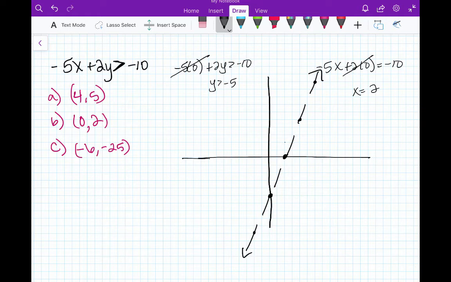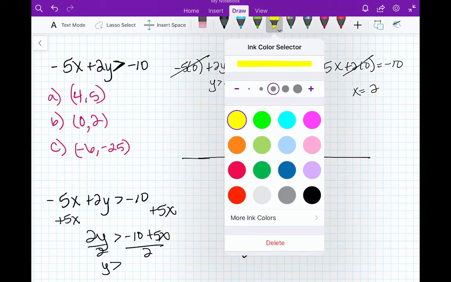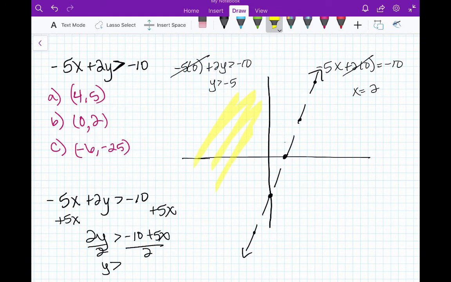Now I want to point something else out. Because this inequality is in standard form, we need to be careful to shade the right part. We need to make sure that we didn't have to divide or multiply by a negative. If I were to solve for y, I would add my 5x to both sides, so 2y is greater than negative 10 plus 5x, and then I would divide by 2. So we're good. It's still going to be a greater than symbol, so I'm going to shade above, and above would be on this side of the boundary line. This shaded area represents my solutions.